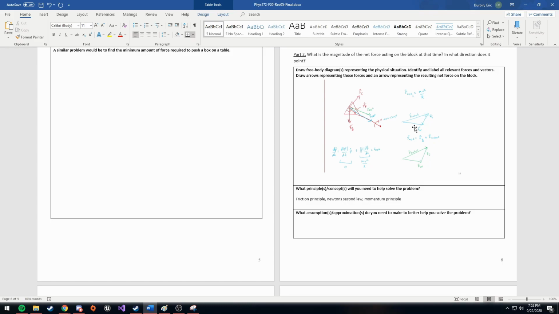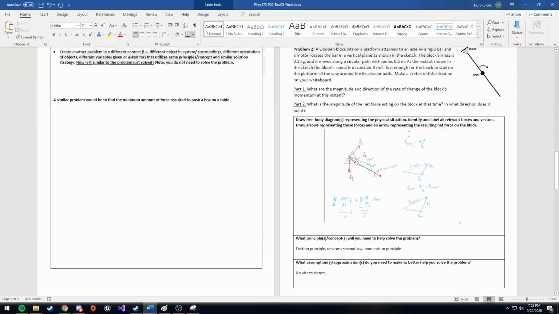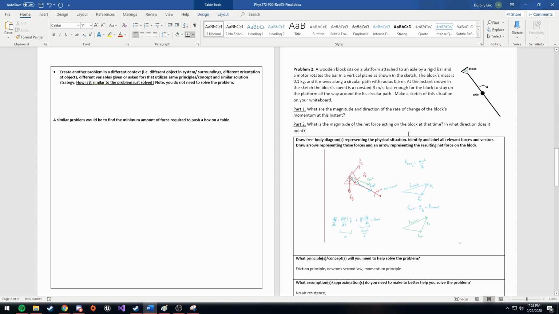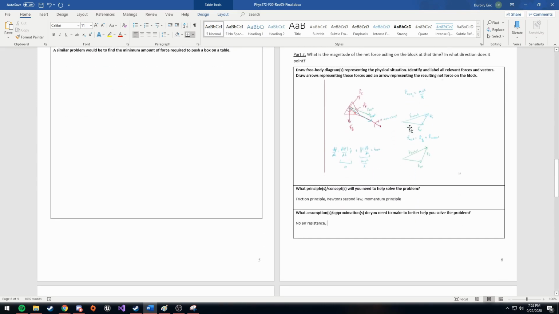Assumptions. No air resistance. Do we have to divide the net force into parallel and perpendicular components? I hope not. Wait, no, I think we may.